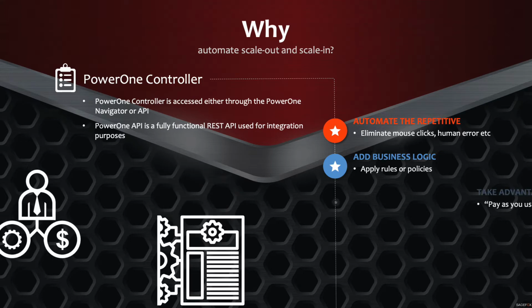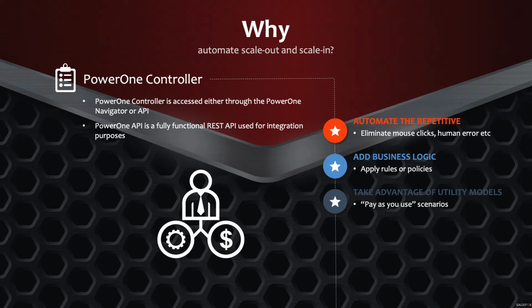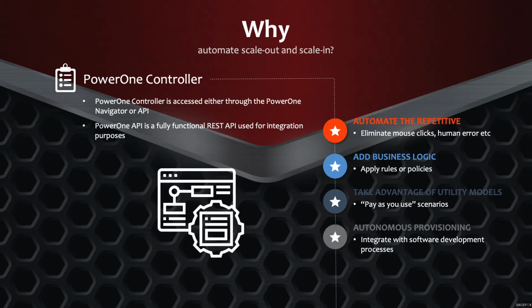You may be trying to take advantage of a utility model offered by a service provider or vendor where you are only charged for resources that are actively used, and scaling in and out automatically will help optimize the costs. Or perhaps you just want to integrate the autonomous provisioning of resources with your software development processes, spinning up additional resources for test cycles and pairing them back once completed. And these are just a handful of examples off the top of my head.